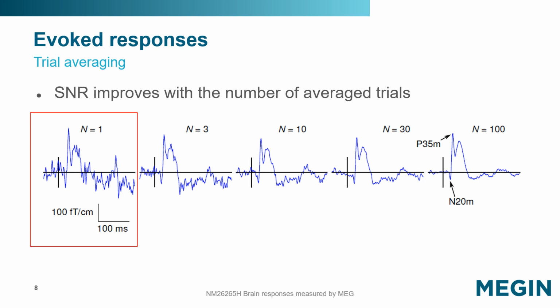You can see that with increasing number of trials in the average, there is a smoothing or a decrease in uncorrelated noise. It is also important to point out that the earliest responses of N20M and P35M are already apparent in the single trial response, but that their amplitudes decrease slightly when more trials are presented.